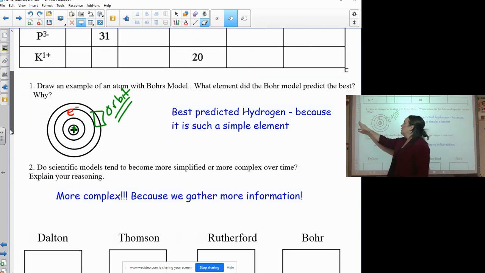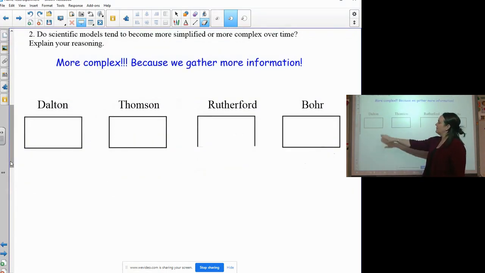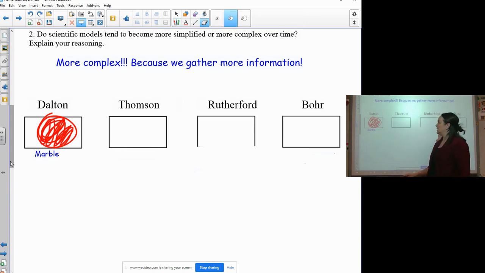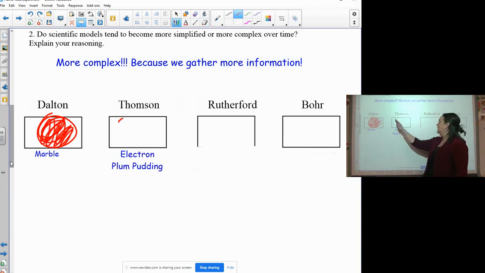And so kind of the way that looks, if we start with Dalton, he said it's a marble. No pieces, no parts, no nothing, just a marble here. Then Thomson, he found that electron, and he thought it looked like plum pudding. So we had positive mush here with little negative electrons in it. So it's already getting more complex.